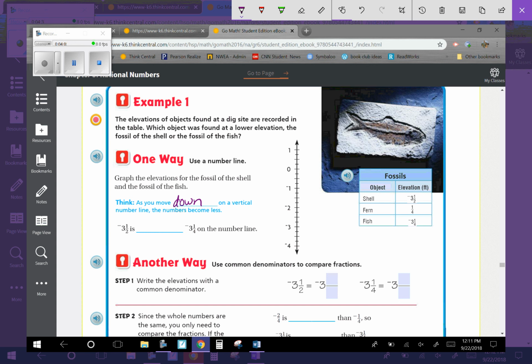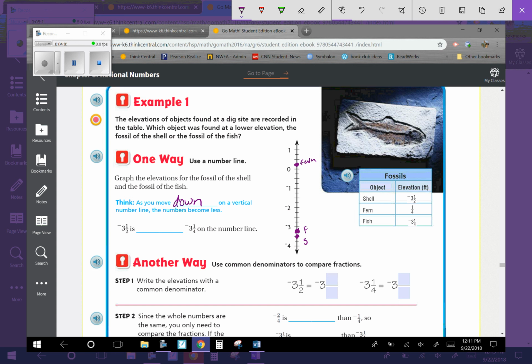So I'm going to start at 0, go down to 3. 3 1/2 is going to be halfway between 3 and 4. And then fern is 1/4, which is positive. So between 0 and 1, I'm going to go up 1 of the 4. Fish, -3 1/4. So 0 to -3, and then only 1/4. So fish is -3 and 1/4. Shell is -3.5, and fern is 1/4. So there we go.